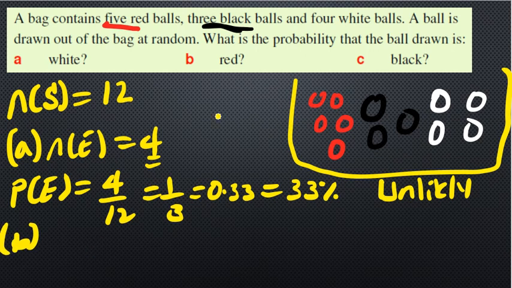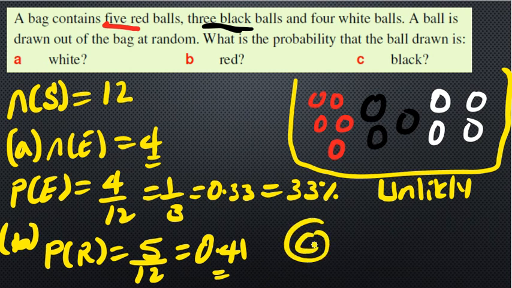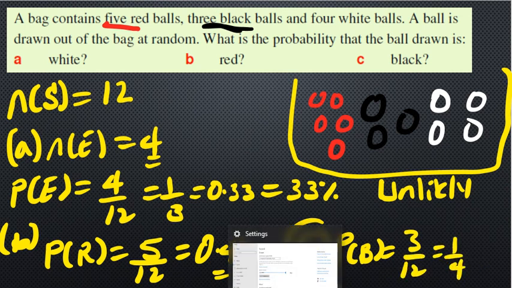B, the probability of red. The red balls are 5 out of 12. You can divide and check. 5 out of 12 means around 0.41 nearly, which is unlikely still. And C, the probability of black. The probability of black will be 3 blacks we have, 3 over 12, which is 1 over 4, 0.25, and 25%, which is still unlikely.